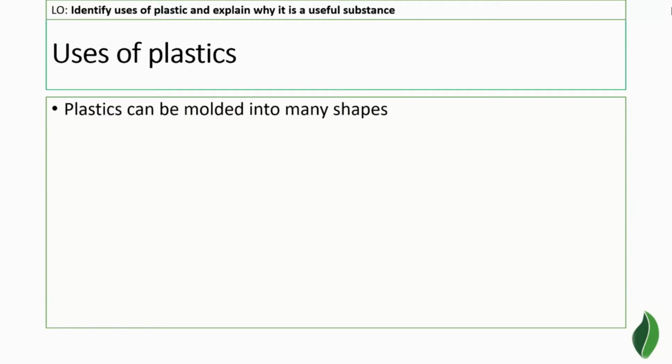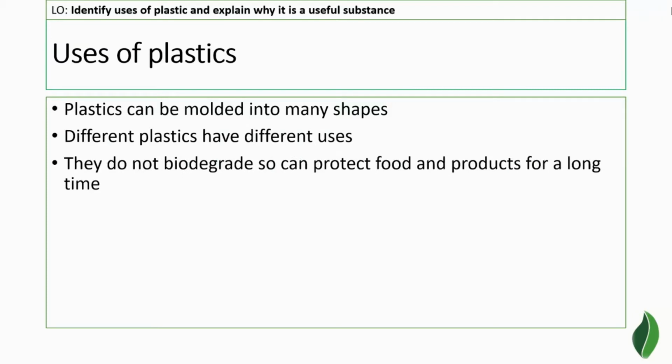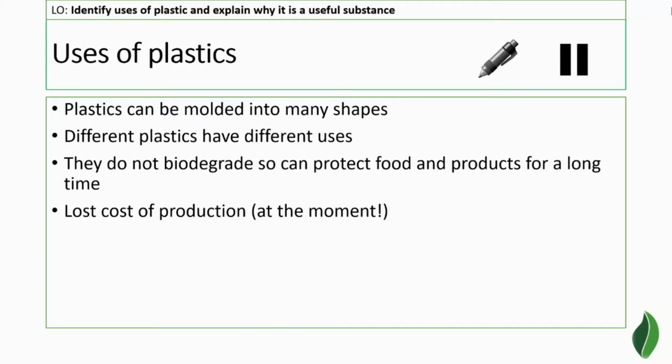So just to summarise, plastics can be moulded into many shapes. Different plastics have different uses. They do not biodegrade, so they can protect food and products for a long period of time, and it's a low cost of production at the moment. So what I suggest you do is pause the video, and under the heading Uses of Plastics, just jot down those ideas.